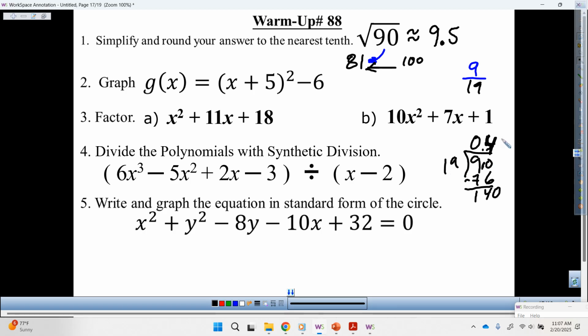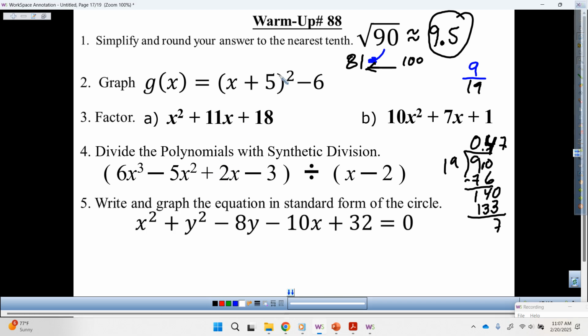That goes into that. Is it 7 times? 7 times 9, 63. We got 6. 7 and 6, that's 13. Subtract, that's 7. So, yeah, it's approximately 9.5. Let's go, Enrique. He's in a row.